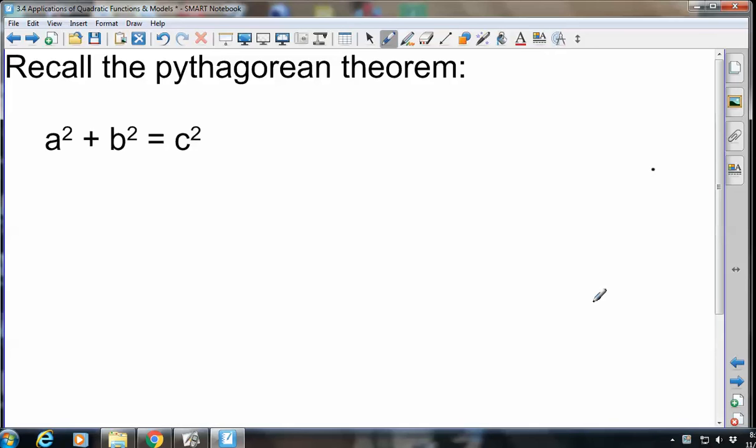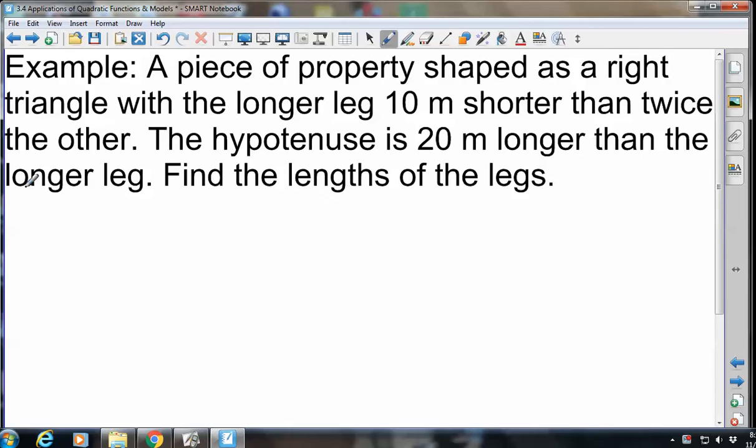Work in a right triangle. The only thing that matters is C is the hypotenuse. A and B can be either leg. So in a right triangle, you take the sum of the squares of the two legs and it equals the square of the hypotenuse. A and B doesn't matter which is which, but C has to be the hypotenuse there. So let's look at the next example on your handout and see if we can work through it.